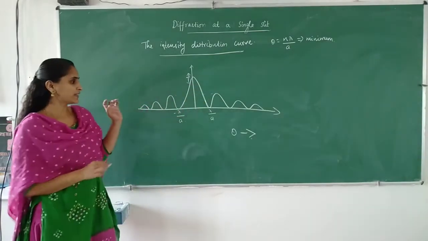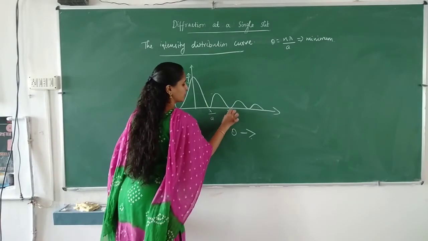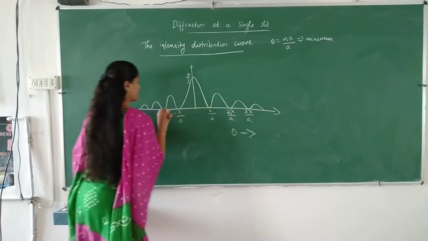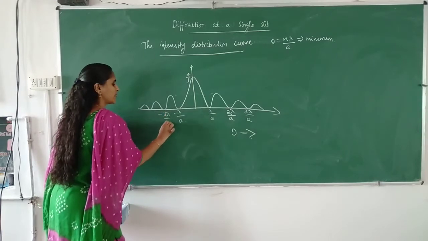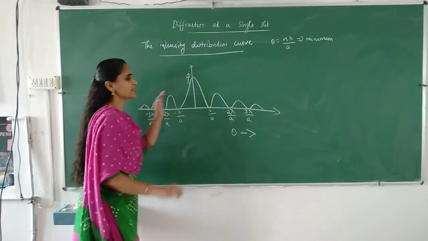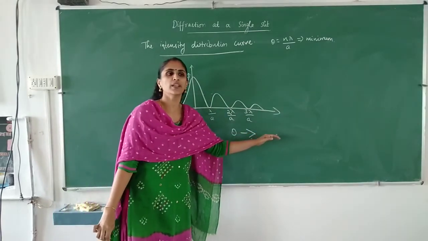So this point is the minimum at 2 lambda by a. This is 3 lambda by a, and here we can write it as minus 2 lambda by a, minus 3 lambda by a, and so on. So here you can see that intensity gradually decreases.